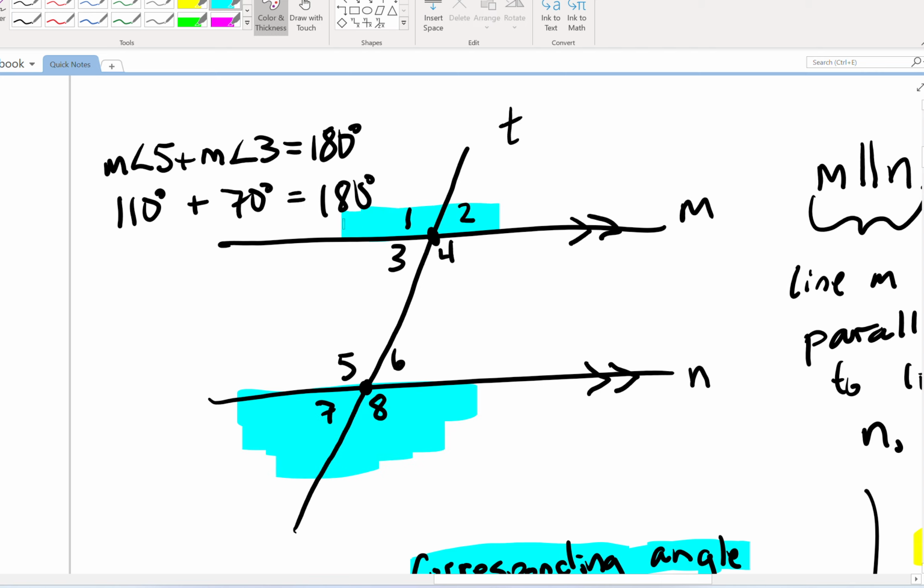Estos que están afuera y esos que están afuera son exteriores. Y ángulo 2 es correspondiente con 7, que son alternos, uno de un lado y el otro del otro lado. A ver. Ángulo 1 es correspondiente con ángulo 8, alternate exterior angles. Y son congruentes.